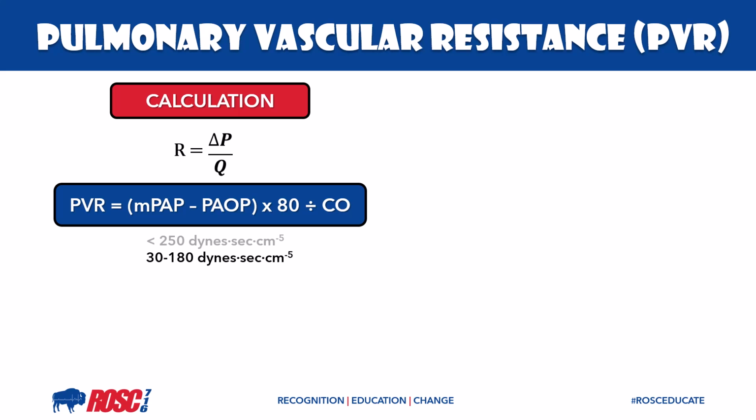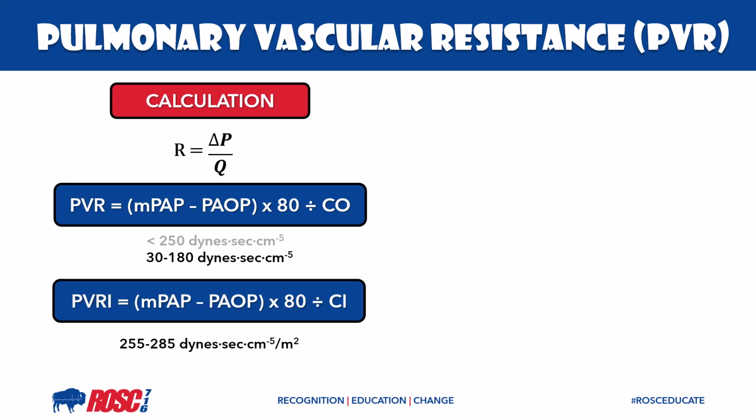divided by cardiac output. Now, normal is less than 250 dynes, according to the majority of the hemodynamic references you can get your hands on. But if you were dealing with pulmonary hypertension every day, you'd probably say it's more like 30 to 180 dynes. Again, we want to get used to indexing all of our values. So to do a PVRI, we're just using the cardiac index instead of the cardiac output, and a norm there is between 255 to 285.